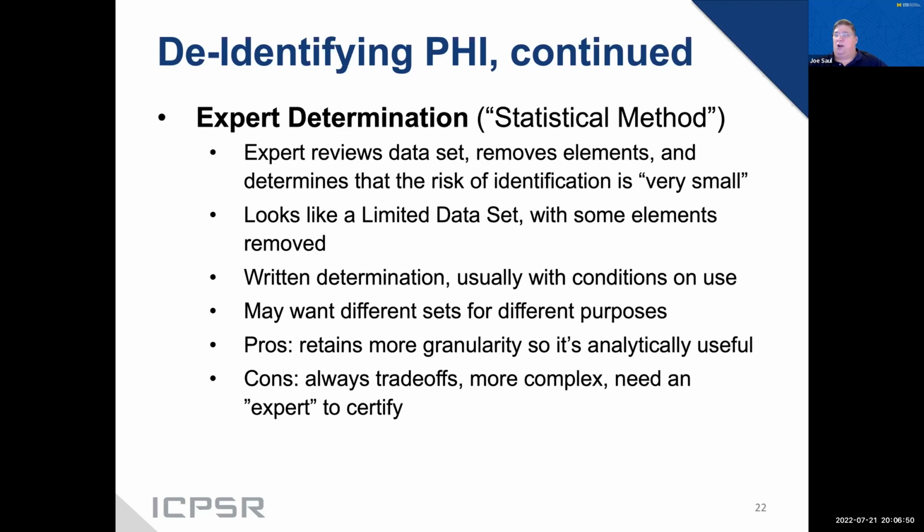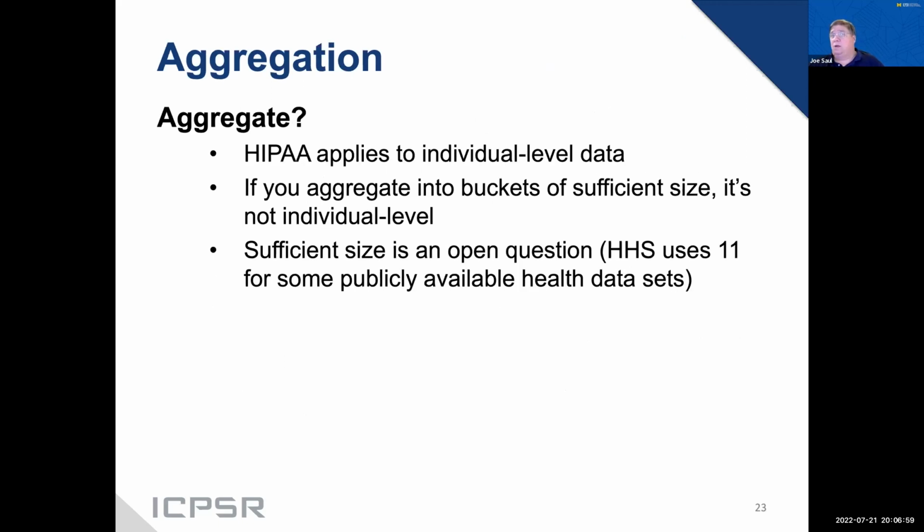Disadvantage, they're always trade-offs. You need an expert to certify it. They're not cheap, right? And this can become a complicated process that takes time. Another option, aggregate the data. It's not one of the two de-identification methods per se, because the de-identification methods are about what you do with individual level data. Once you aggregate it, it's no longer individual level. Arguably, you meet safe harbor because it completely lacks individual identifiers.